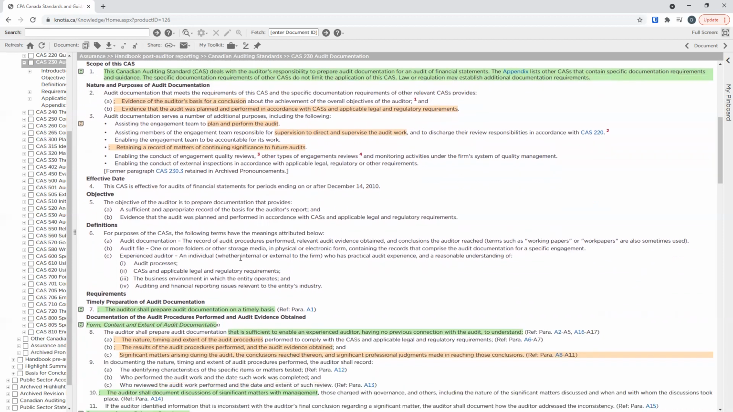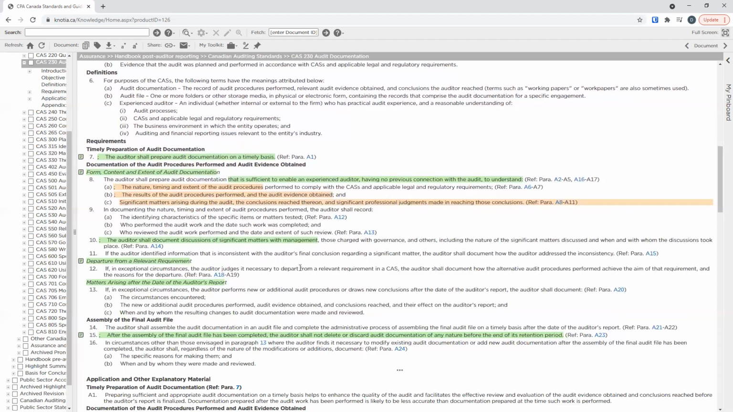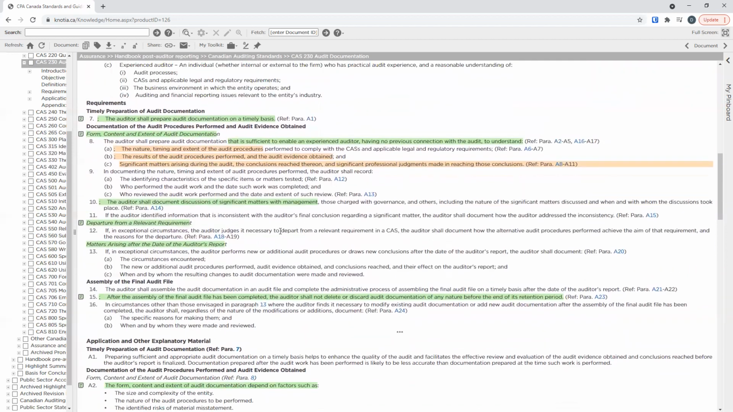Now there are some objectives and definitions, but here comes the requirements part. So what are the requirements? Very first is timely preparation of audit documentation. The auditor shall prepare the audit documentation on a timely basis. Now it doesn't mention what a timely basis is, but I would say timely basis is as soon as or along with the audit. Do not trust your memory.